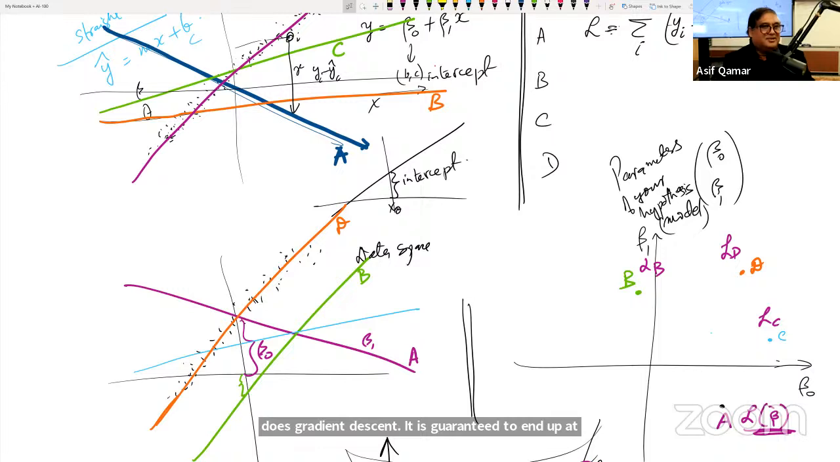Does that answer the question, then? Whoever is asking. See, what you're searching for is the point of lowest loss, and gradient descent will take you there.